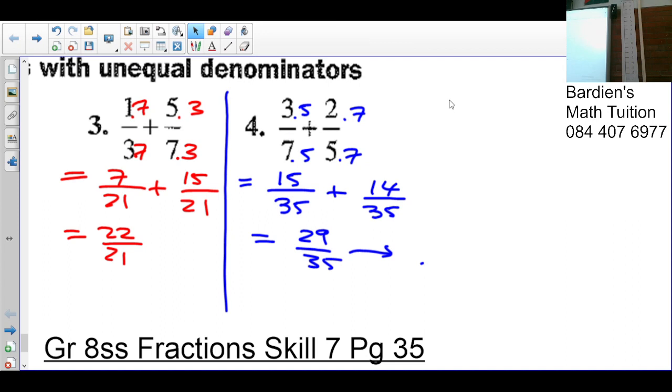For homework, this worksheet, skill 5, 6, and 7, odd numbers only. Okay, stop the video at this point.